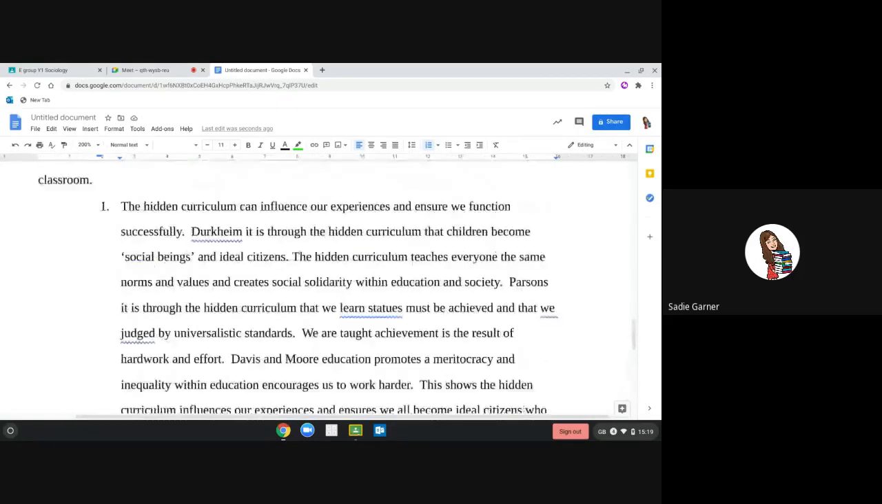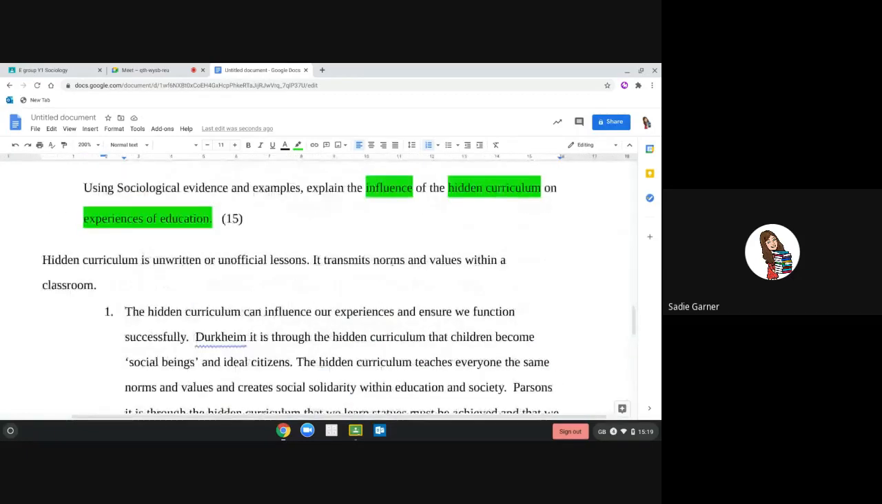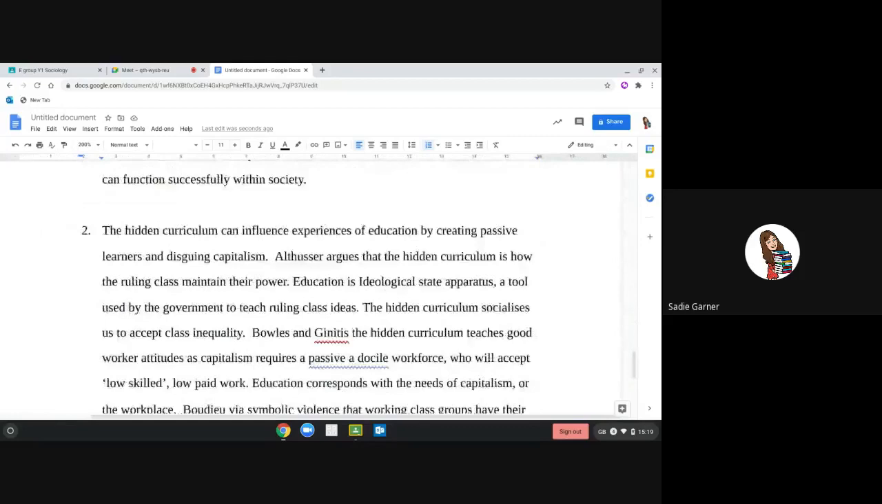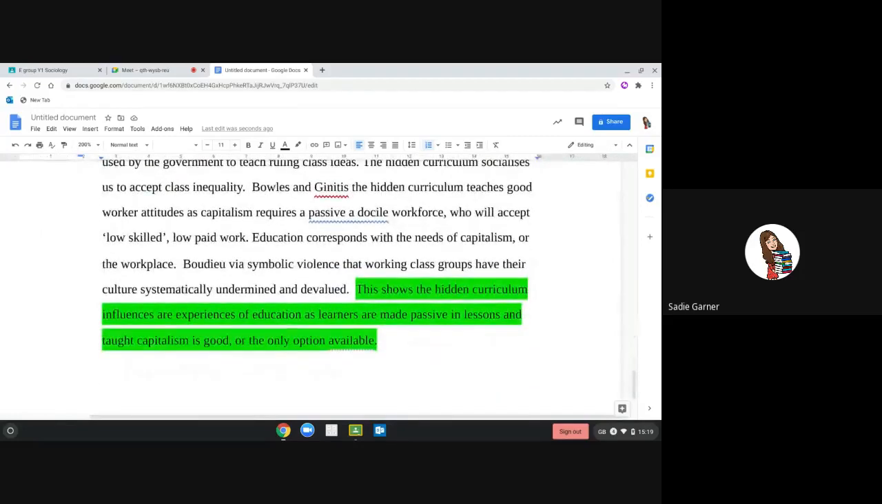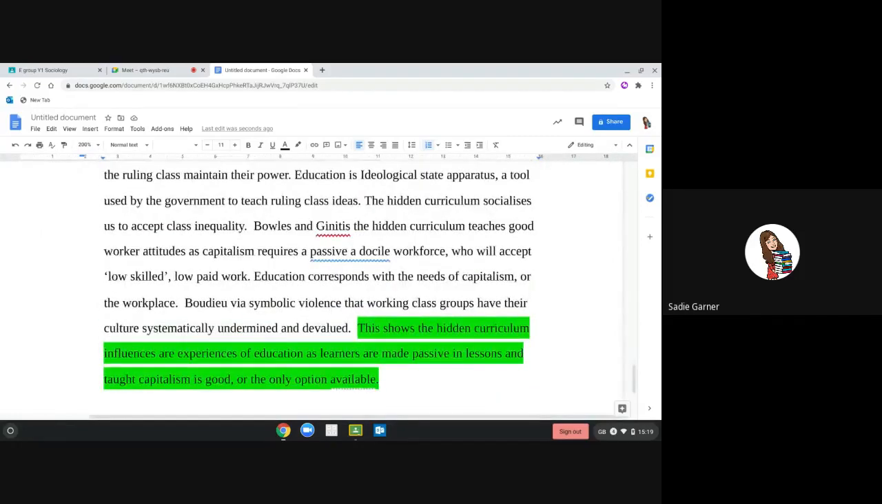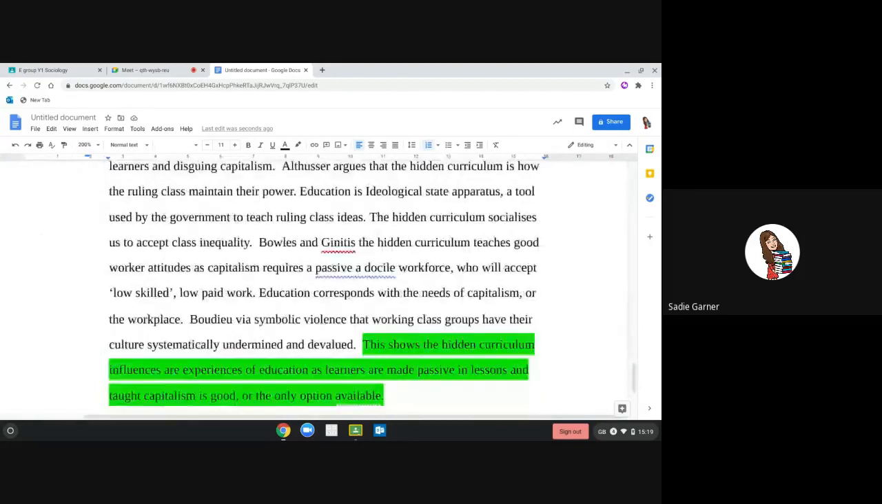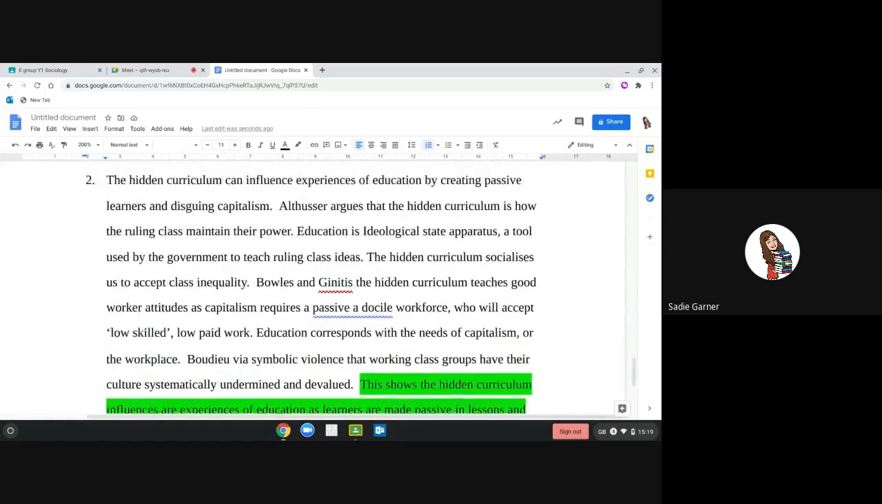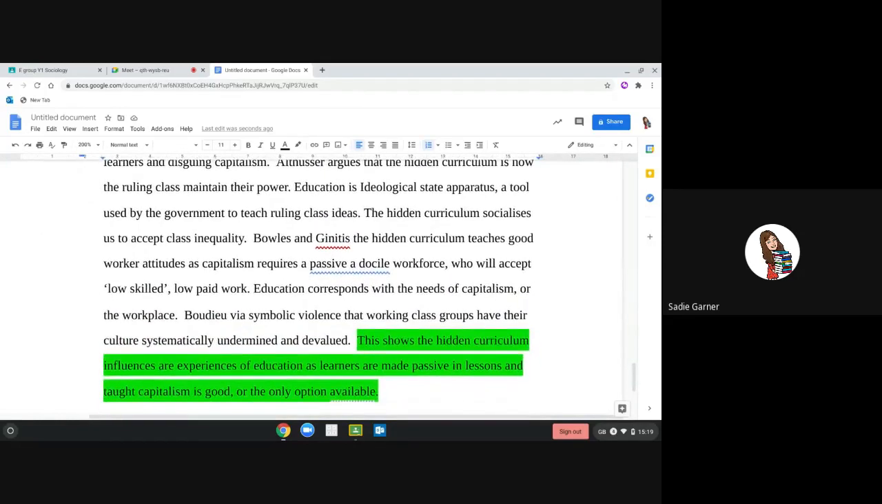So that directly addresses the question that it's influenced our experiences of education, because now you haven't learned anything about Cuba and you haven't learned anything about very socialist states, because education's purpose is to just be an ideological state apparatus to teach you those hidden messages that capitalism might not be the best situation, but it's your only possible viable solution.